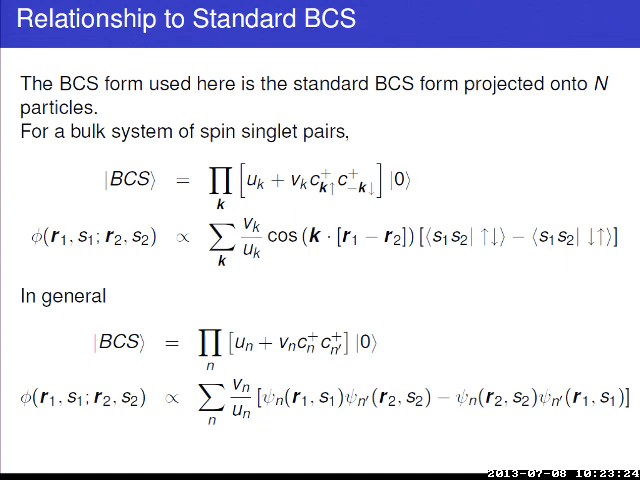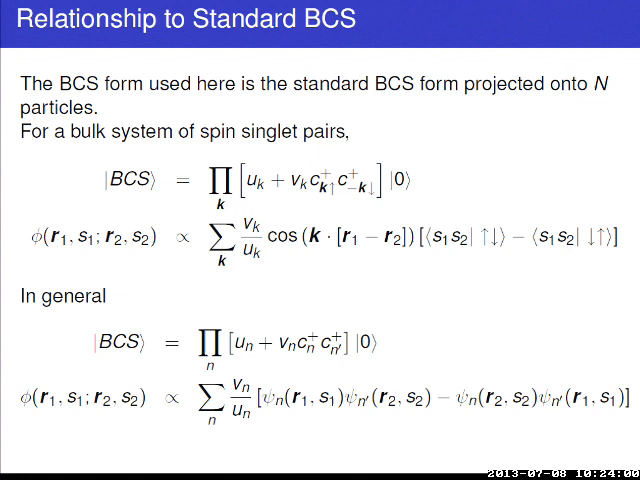So for a bulk system of spin singlet pairs, so here I am taking ups and downs, the BCS wave function is the usual one written down by BCS. If you then particle project this, then the Cooper pair wave function is this thing, vk over uk. And then you have a cosine here and then the singlet pair. Okay, so since this is antisymmetric, that has to be symmetric, and that's why it's the cosine.